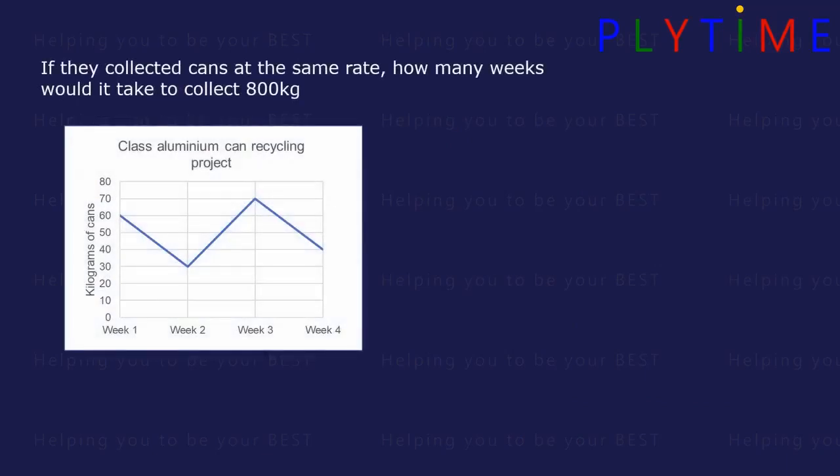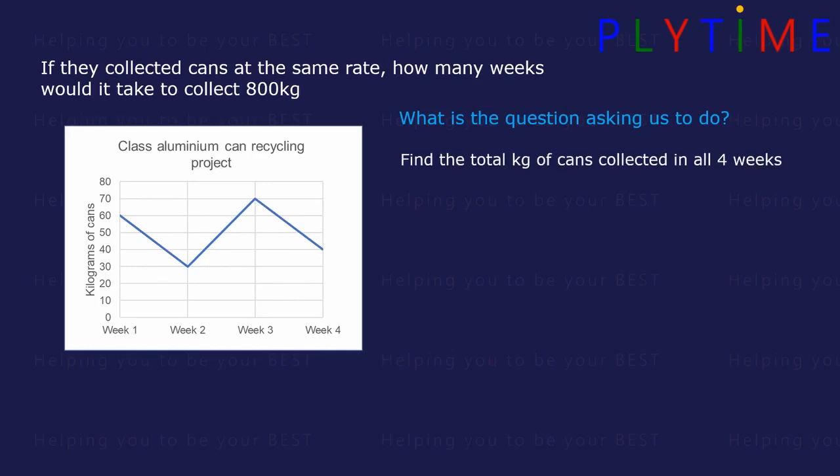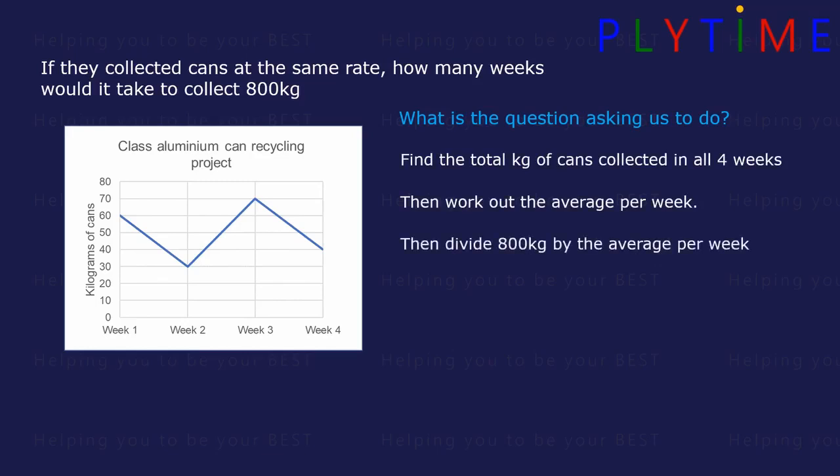If they collected cans at the same rate, how many weeks would it take to collect 800 kilograms? What's the question asking us to do? Find the total kilograms of cans collected in all 4 weeks and then work out an average per week. Then divide 800 kilograms by the average per week to find out how long it'll take.